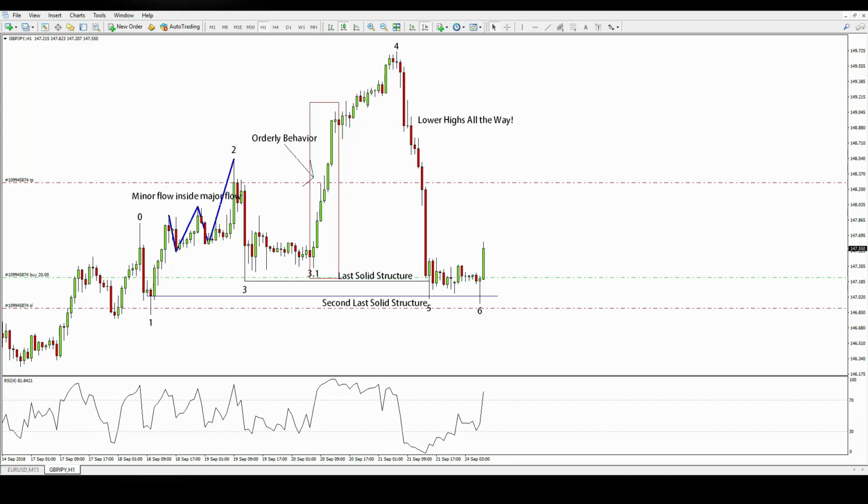Now we are talking about the moments where the real manipulation really begins. Just like the orderly behavior marked inside the red box, the movement after number 4 shows the same quality. Once again, this grabs the attention of retail traders. However, there is an important catch here. Because of the illusion of certainty created by the movement after 3.1, retail traders are now confused when the market starts to come down hard like that.